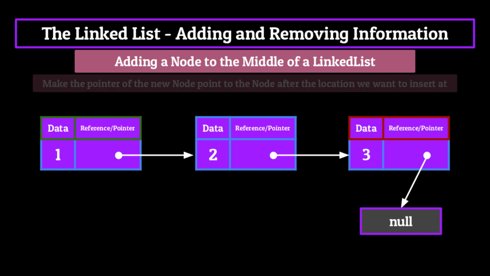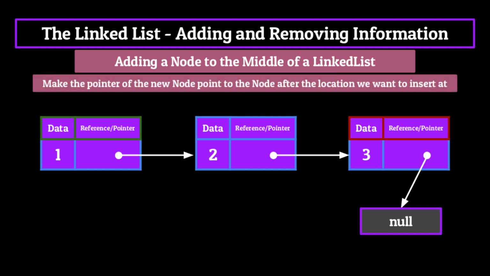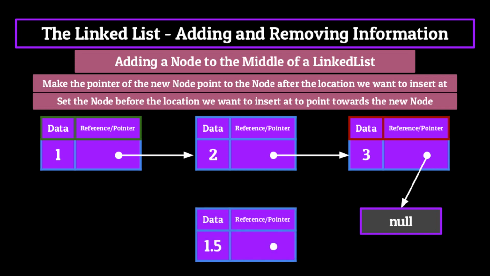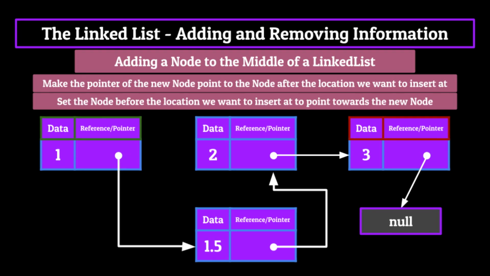We first make the pointer of the new node point to the node after the location we want to insert at. Then, we set the node before the location we want to insert at to point towards the new node. So, if we wanted to insert a node with the double value 1.5 after the node containing the integer 1, but before the node containing the integer 2, what we would first do is set the new node's pointer to point to the node containing the integer 2. Then, we would make the node containing the integer 1 point towards our new node, which contains the double 1.5.